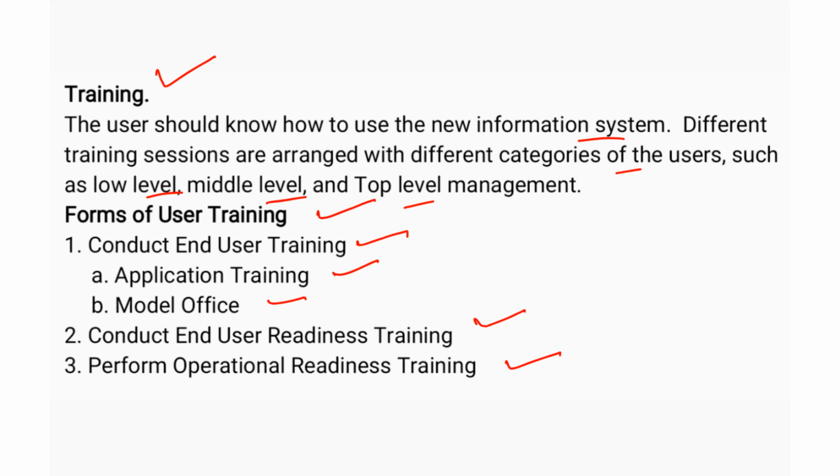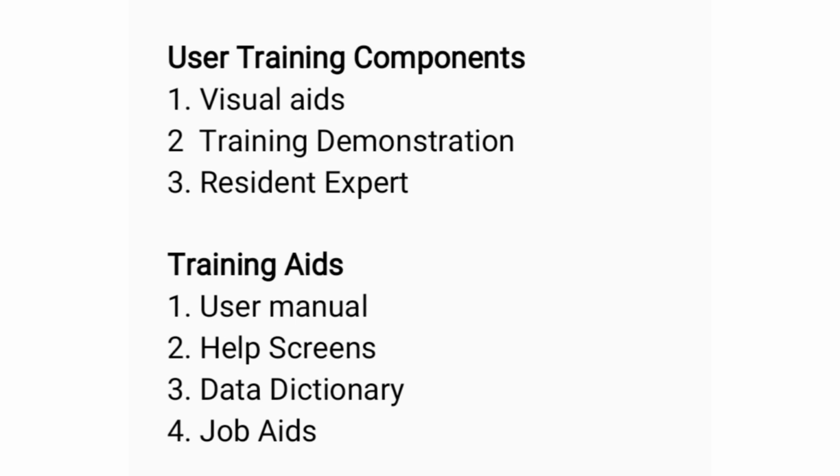So operational training ensures that the procedures and personnel required to implement the new application are in place. This stage will confirm the accuracy of the software procedures, the conversion process, everything. So these are the three forms of user training. The next topic will be user training components.